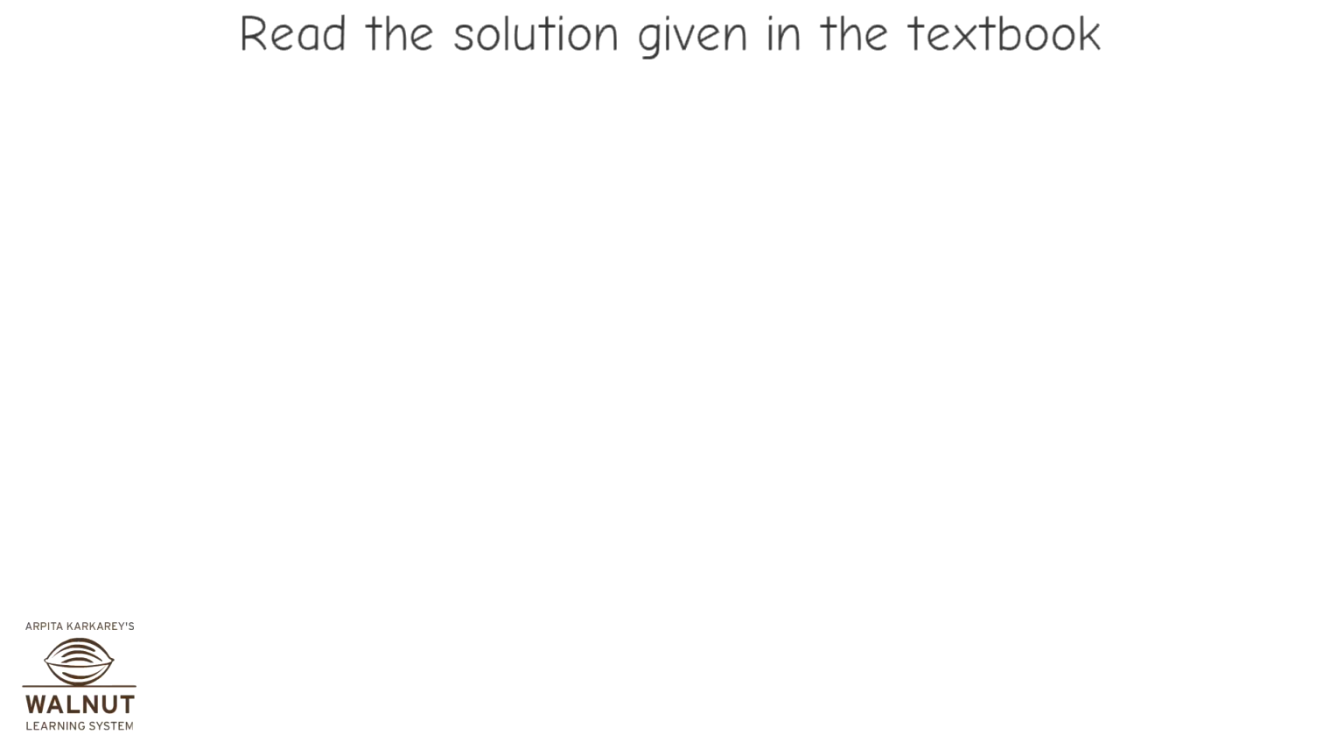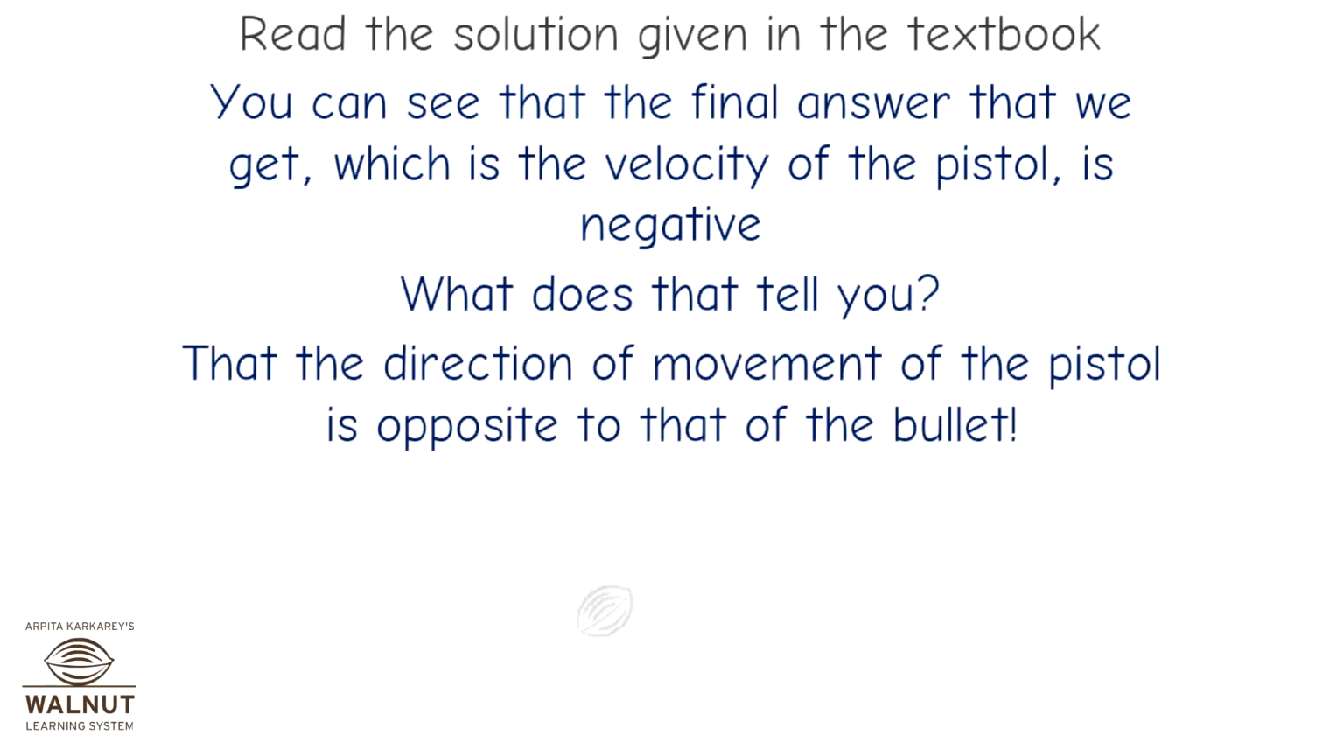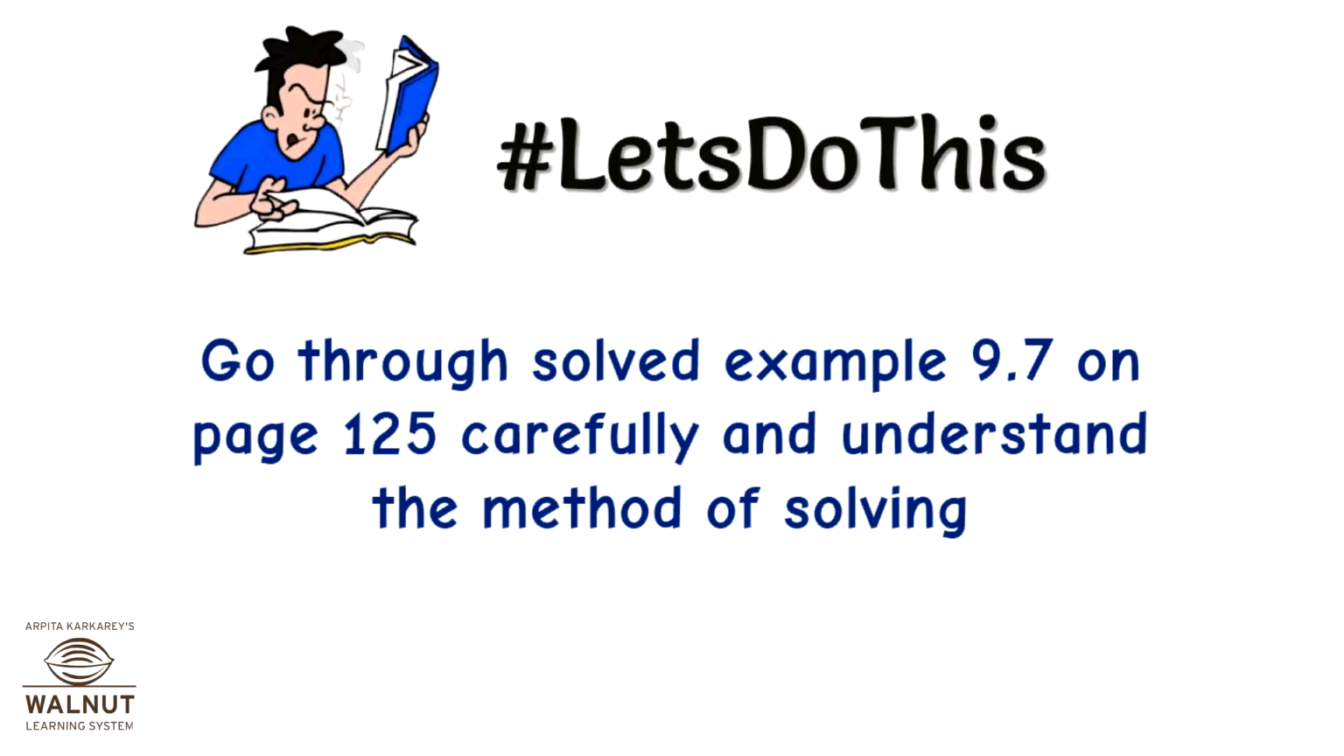Read the solution given in the textbook. You can see that the final answer that we get, which is the velocity of the pistol, is negative. What does that tell you? That the direction of movement of the pistol is opposite to that of the bullet. Let's do this. Go through solved example 9.7 on page 125 carefully and understand the method of solving. Go through solved example 9.8 on page 126 carefully and understand the method of solving.